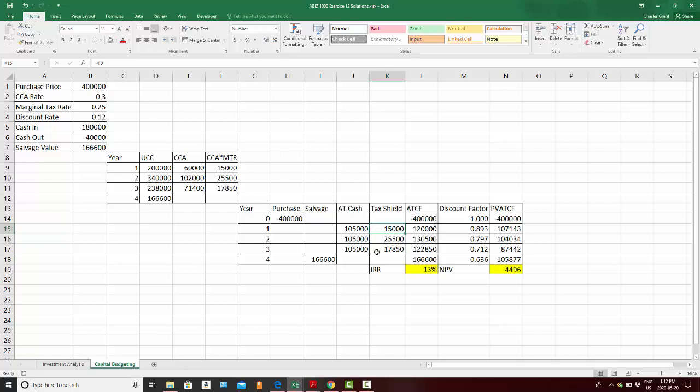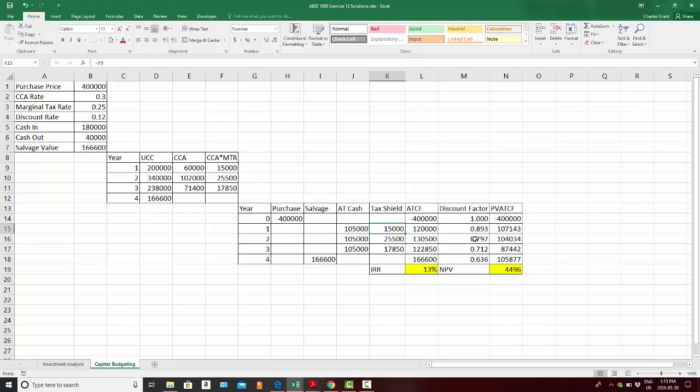We then add across these 4 rows to get our after-tax cash flow. So we put out $400,000 in year 0. In year 1, we get back 120. Year 2, we get back 130. Year 3, we get back 122,850. And year 4, we get back 166,600.